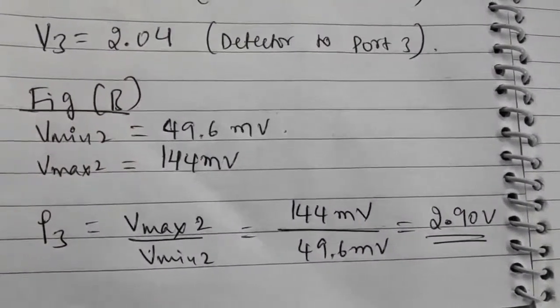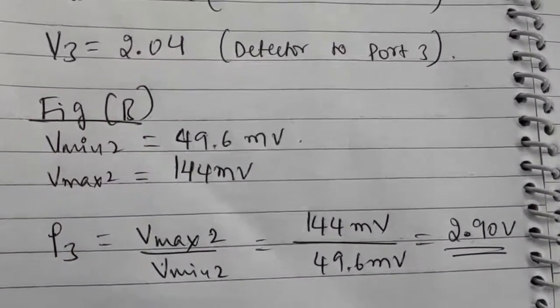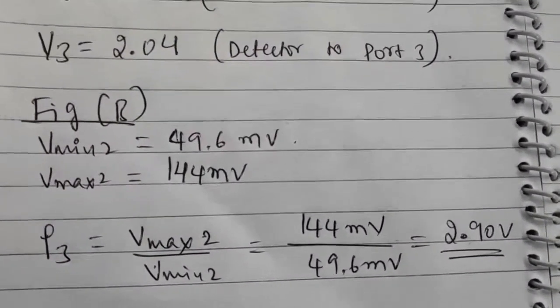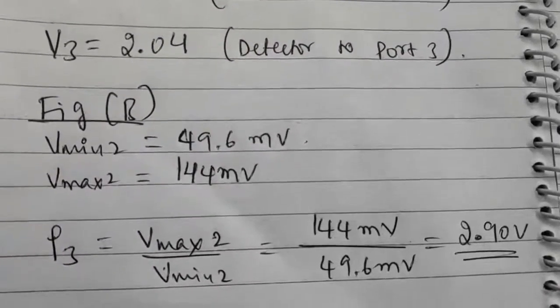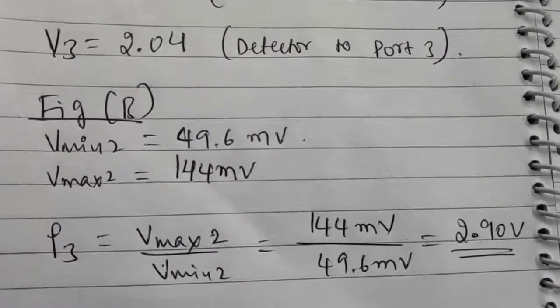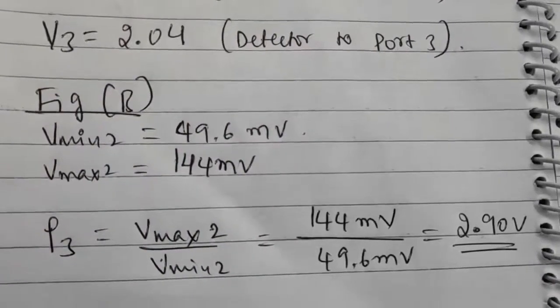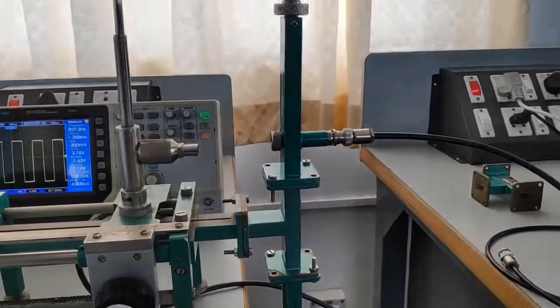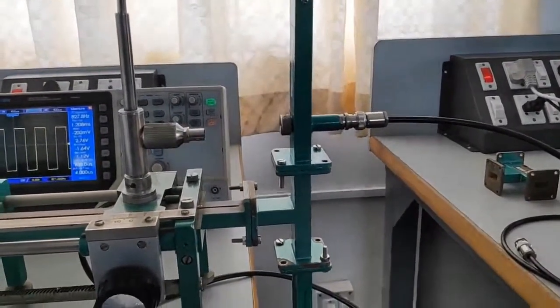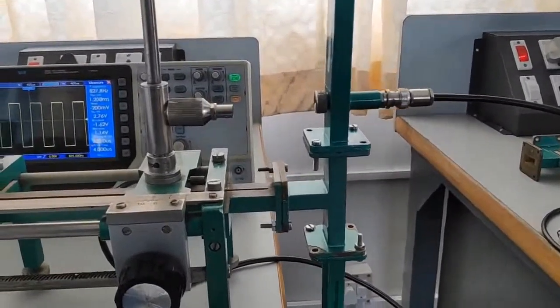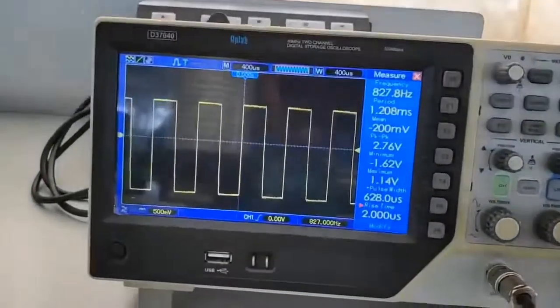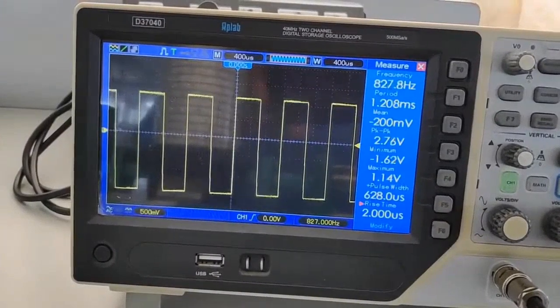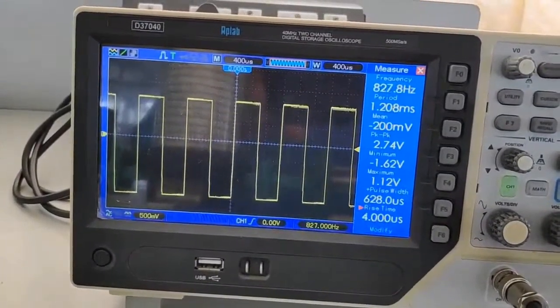Now I need to measure the voltage V4 by connecting the CRO detector mount to port 1, with port 3 at the input. So now I have connected the detector mount to port 1, and port 3 is in the input position. Now measure the voltage. So 2.78 volt is V4.